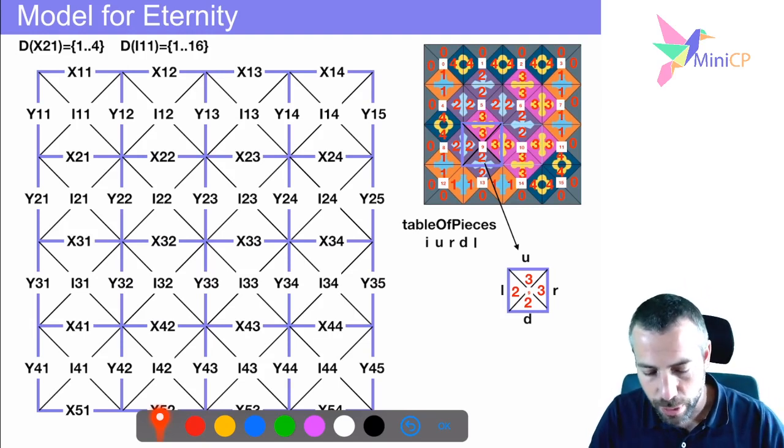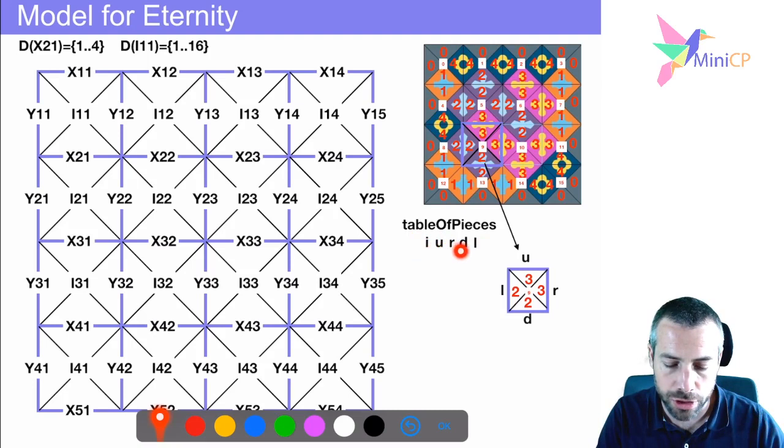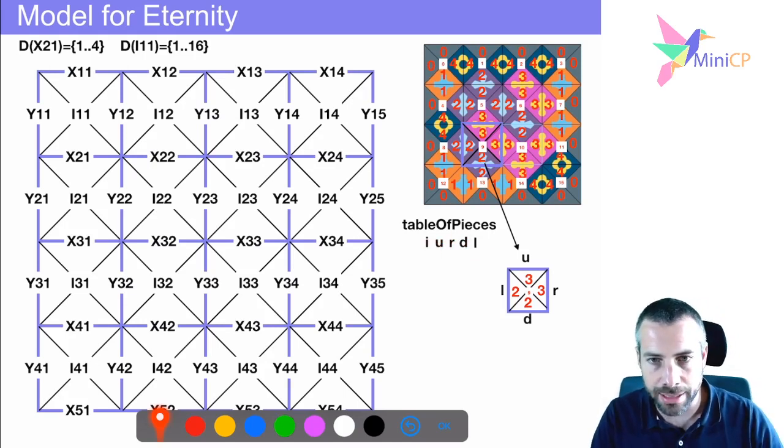So I will introduce a number of entries in my tables that will contain tuples with 5 entries. This will contain the up color shape, the right color shape, the down color shape, and the left color shape. And this is the identifier. And of course I need 4 different rotations, as I explained. So this is 1 rotation.